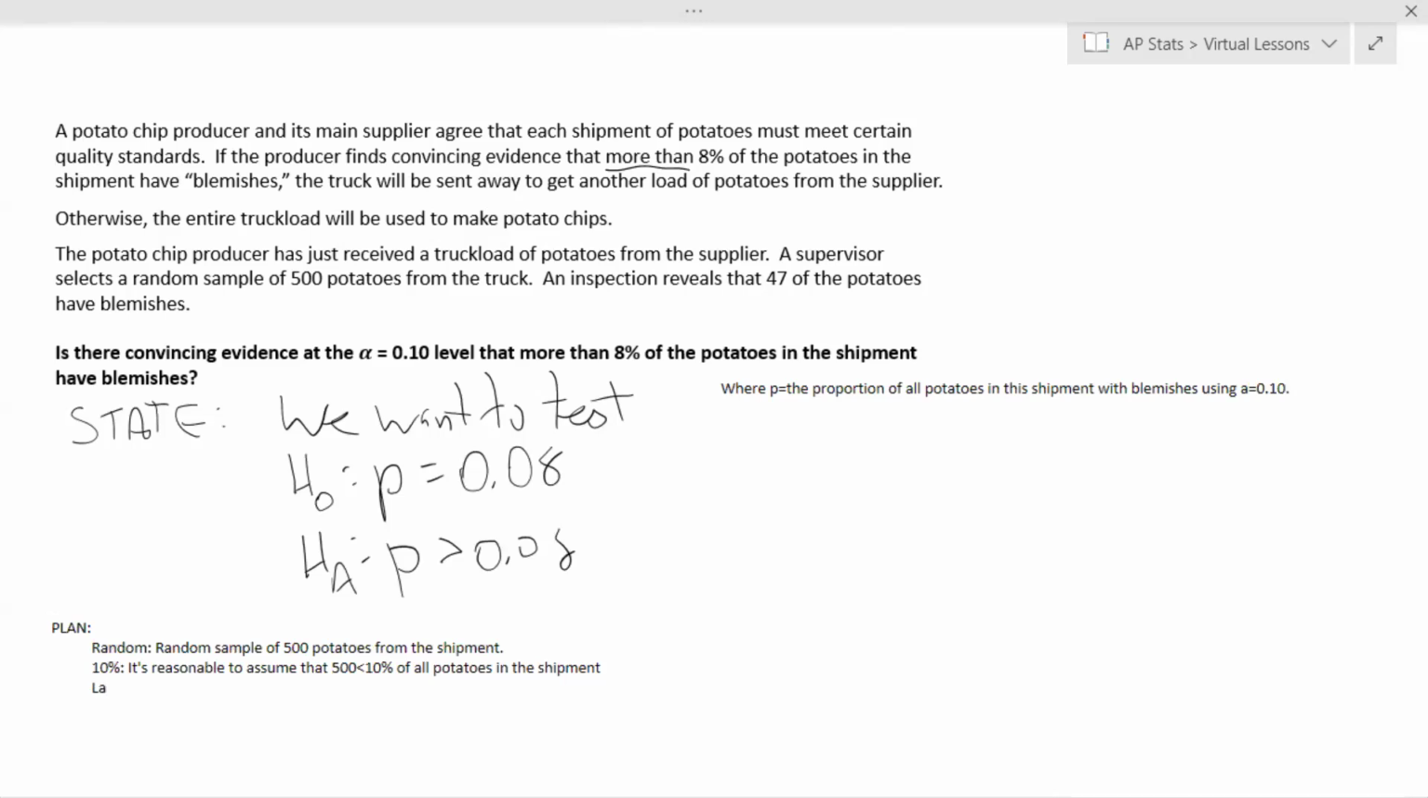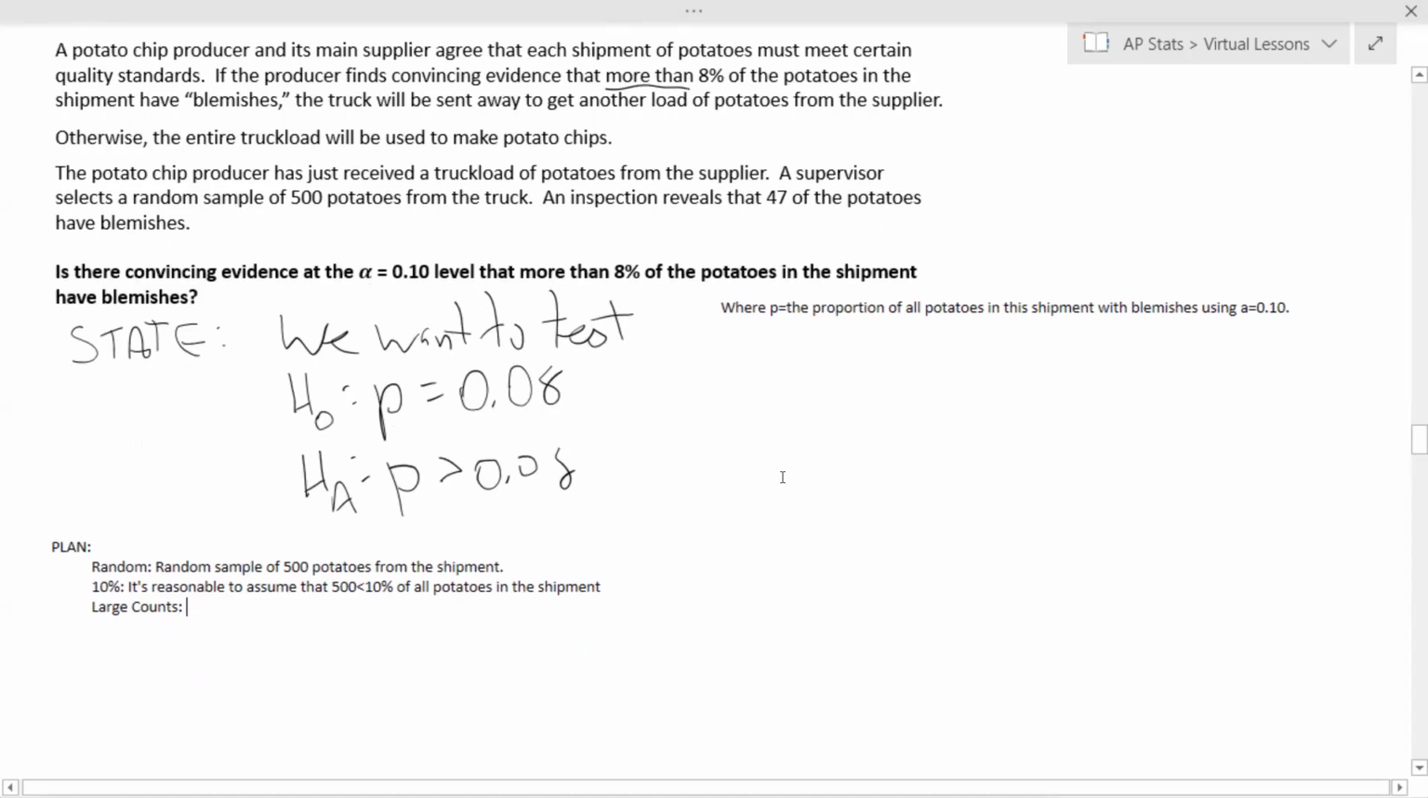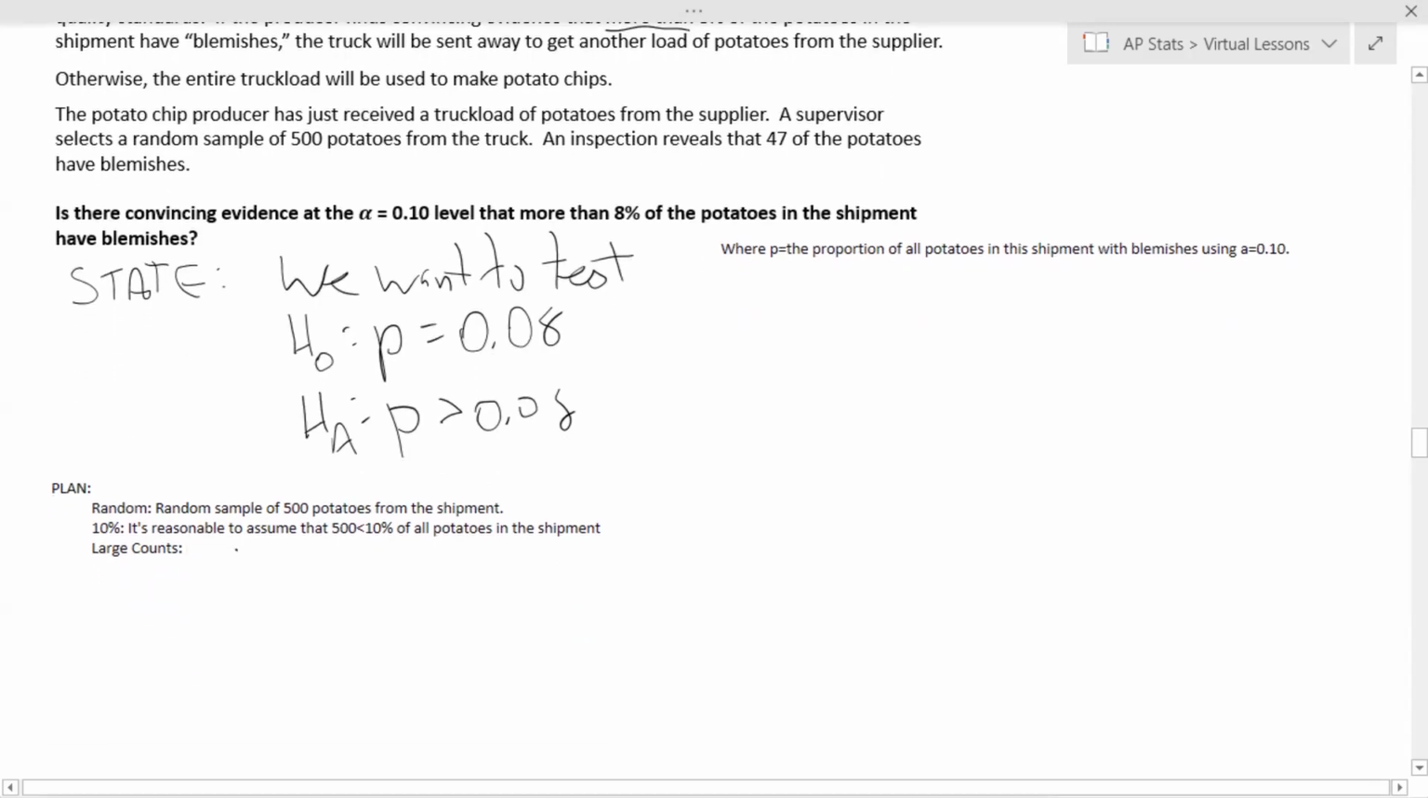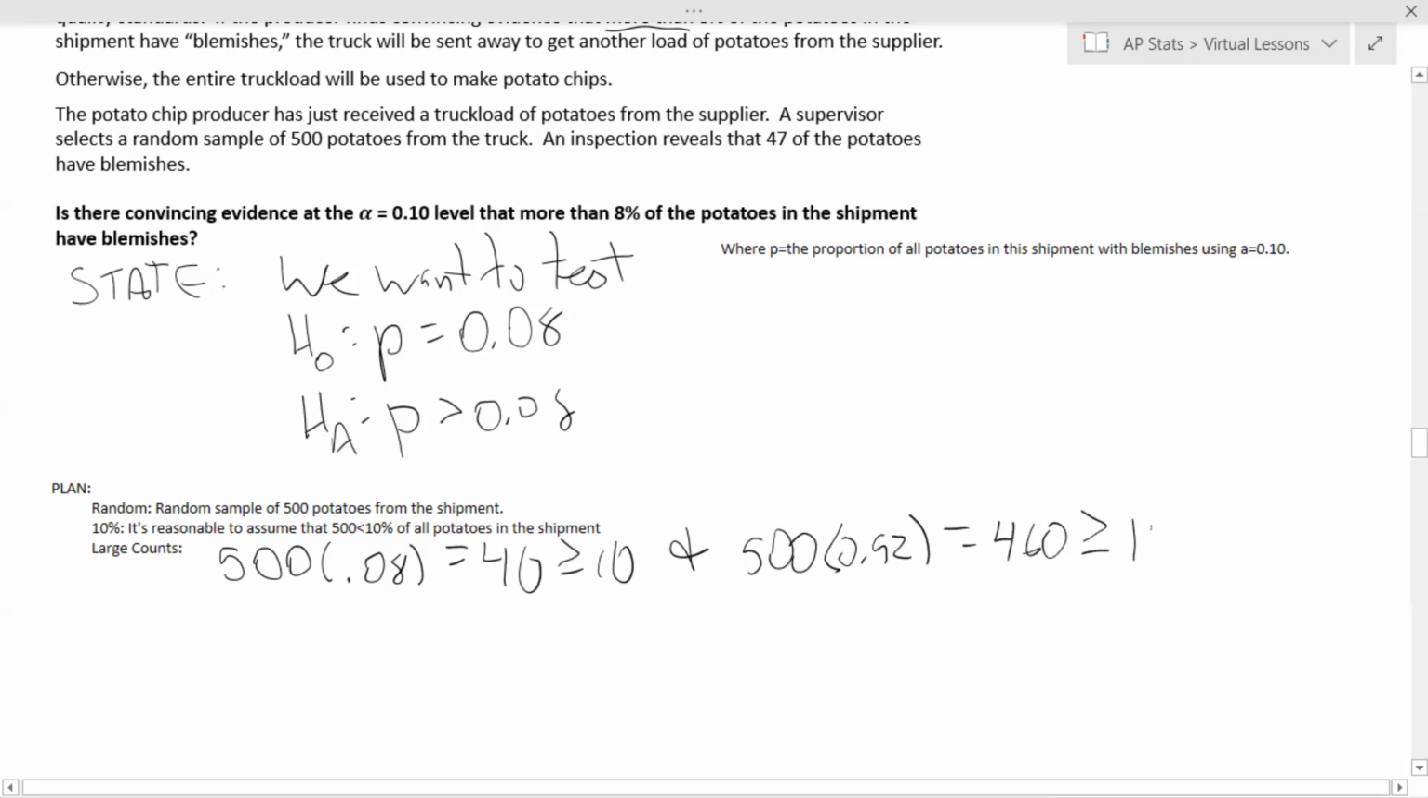Okay, and then the large counts. All right, for this, I'm just going to write it out. So we would have 500 times 0.08. So this is np. And remember, we use the null proportion. That's equal to 40. That's greater than or equal to 10. And n times 1 minus p, which is 0.92, is equal to 460. Remember, you're going to use the null proportions to determine the large count condition.